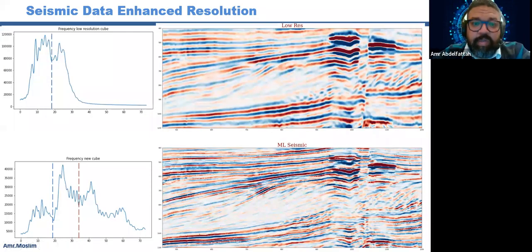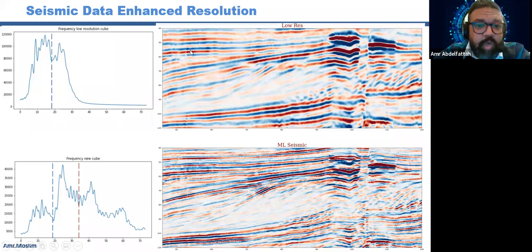This is the one I was talking to you about, which is increasing or enhancing the seismic resolution based on a machine learning algorithm. As you can see here, we have low resolution seismic data, with low frequencies everywhere, especially here in the retrograding delta. And as you can see from the histogram, the frequency spectrum, the dominant frequency here is about 17 or 18 hertz.